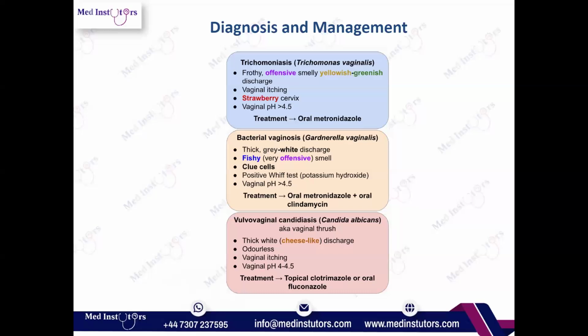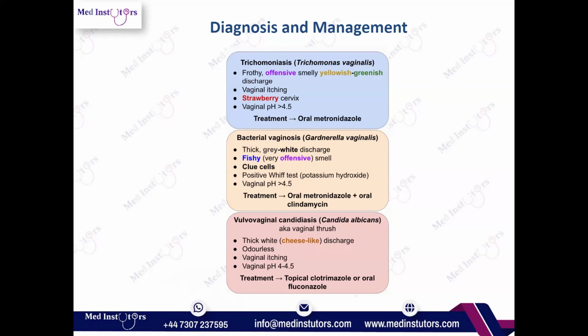Then how will you manage bacterial vaginosis? The causative organism is Gardnerella vaginalis. The patient may present with thick gray-white discharge, fishy, very offensive smell, clue cells, and a positive whiff test, which is the potassium hydroxide test. It would also come back positive. pH is more than 4.5, and the treatment is oral metronidazole plus oral clindamycin. These are the guidelines for the treatment of bacterial vaginosis.